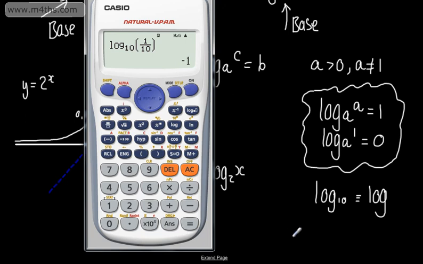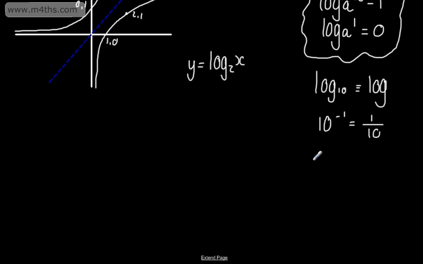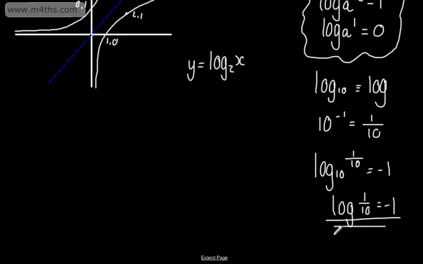We know now that if we have 10 to the power of negative 1, this is going to be 1 over 10 to the power of 1. Therefore, log to the base 10 of 1 over 10 is equal to negative 1, or we can just write log of 1/10 is equal to negative 1. So this now is a logarithmic statement based on this exponential one.